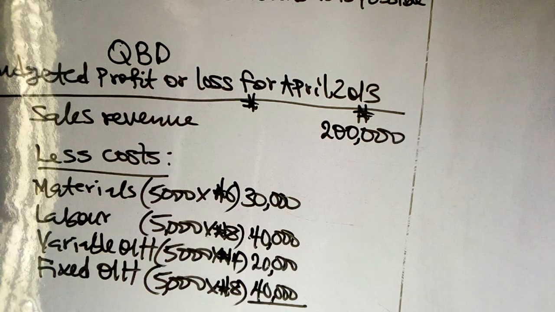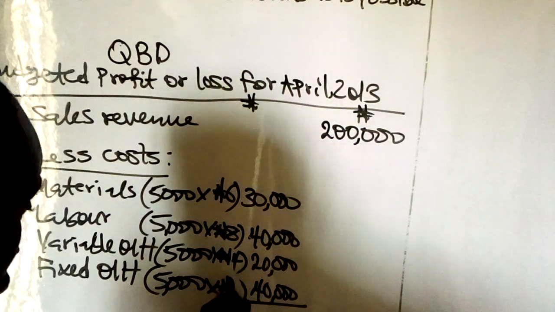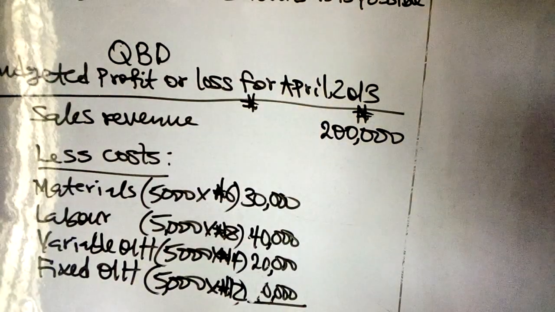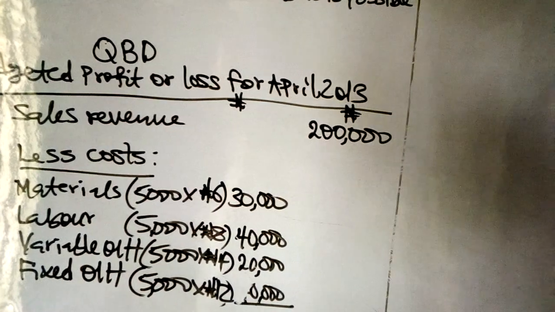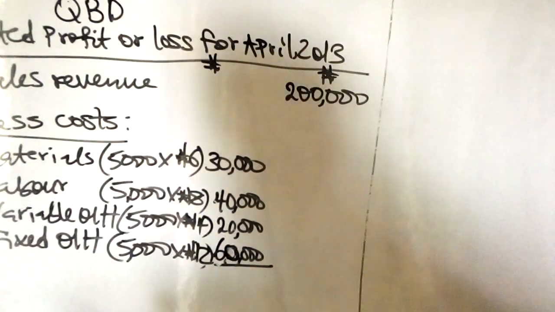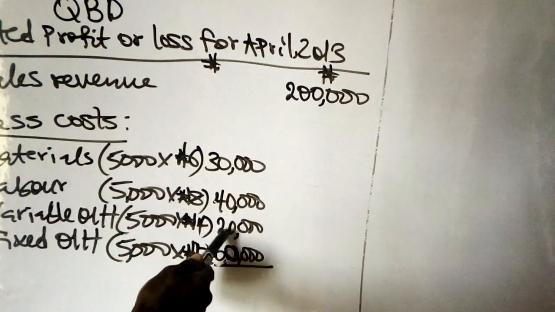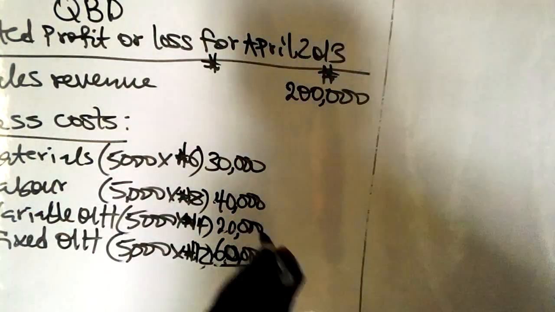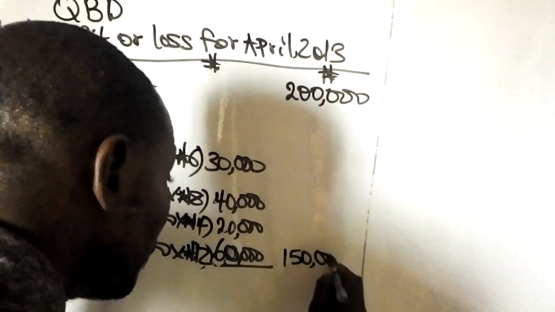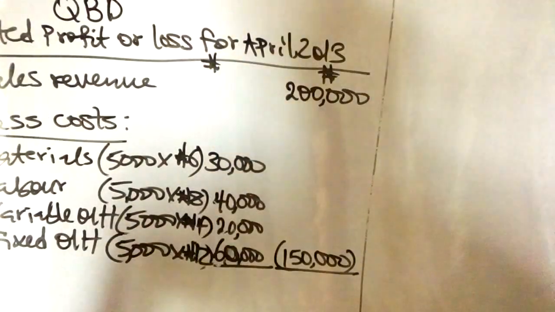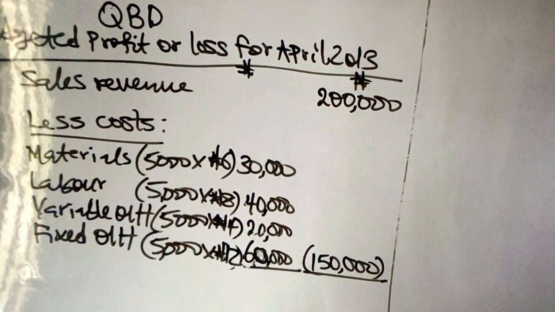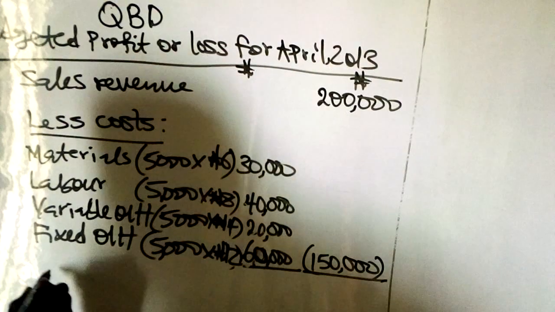So materials, 6 times 5 is 30, labor, 8 times 5 is 40, then variable overheads, 4. Fixed overheads is 12 naira, so 5,000 times 12 naira gives us 60,000. That is for fixed overheads. 30 plus 40, 70, plus 20, 90, plus 60, 150,000. Therefore, the total cost is 150,000. When you subtract 150,000 from 200,000, then you have the budgeted profit.